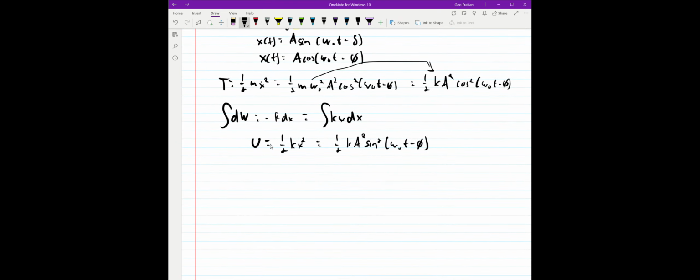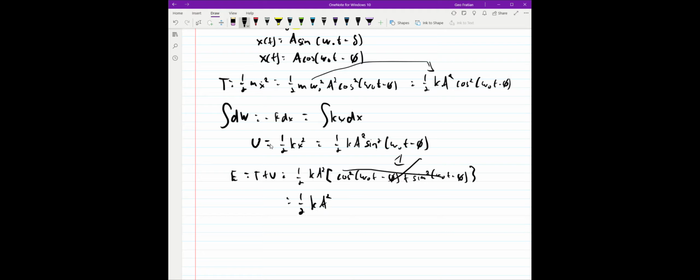Where the total energy of the system is always the kinetic plus potential. So E is equal to T plus U, which is just 1/2 k a squared. And we're going to be using the more general form of the cosine squared omega naught t minus phi plus sine squared omega naught t minus phi. Well, lo and behold, this is all 1. In other words, it's just equal to 1/2 k a squared, which you've probably seen in your lower division classes, that the total energy is equal to the maximum amplitude squared, right? Like the maximum potential energy you have.